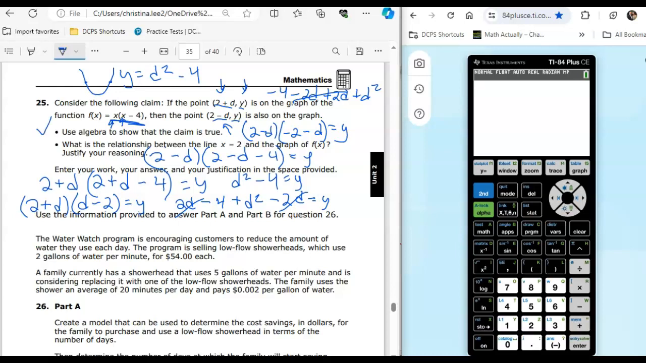All right, so that's the first part. Then the second part says, what is the relationship between x equals 2 and the graph of f of x? Well, this is the graph, right? And so just looking at that, you should recognize what the x-intercepts are. So if I set both of those equal to 0, we have x equals 0 and x equals 4. That means that the vertex is between those two at x equals 2. And so we would say here that this is the line of symmetry. So x equals 2 is the line of symmetry.